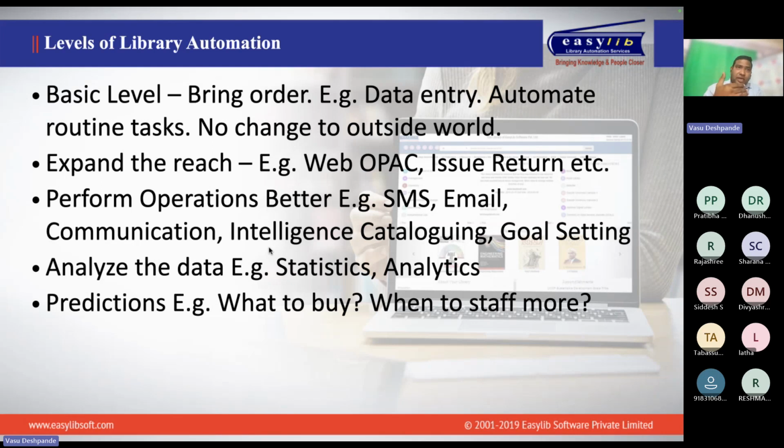So in the maturity levels, you start with the basic, then expand the reach, web pack and all that. Then operations like SMS, email, communication, that's the third level. The fourth level is we analyze the data and help you improve your operation. The fifth one can be predictions. Based on the history of how the library is used, can the software itself give a recommendation saying, buy this book? So Easylib is somewhere between 4 and 5, I would say. That's the level of library automation.